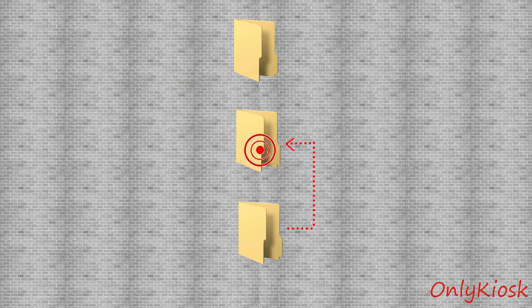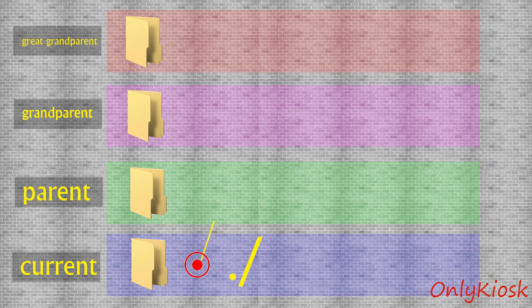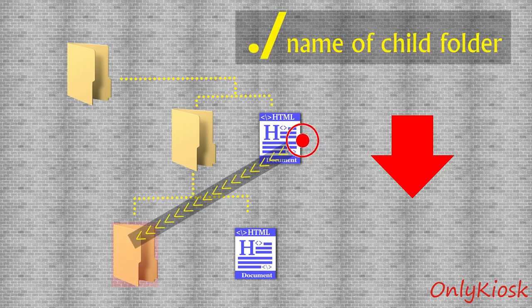To go upward once, you just put one double dot slash behind the single dot slash. To go up twice, you put two double dot slash. For example, if you want to go to the parent folder, you add a double dot slash behind the single dot slash. If you want to go to the grandparent folder, you put two sets of double dot slash behind the single dot slash. But going downward means getting into the child folder. You only need to provide the name of the child folder you want to get into.